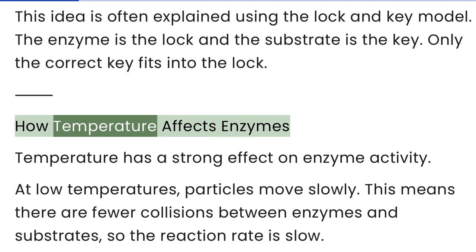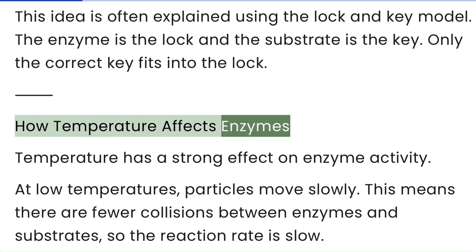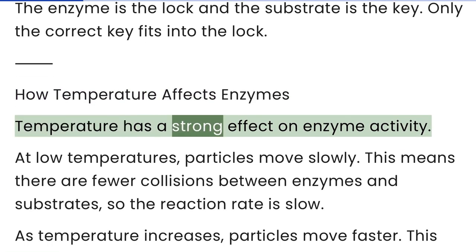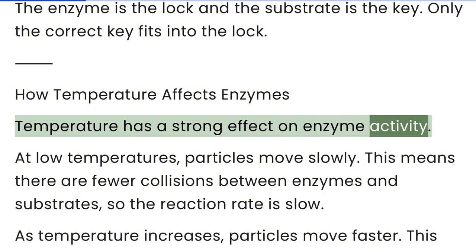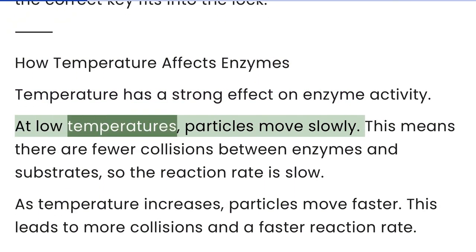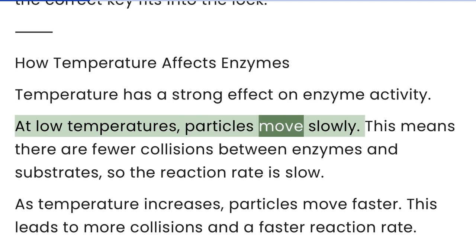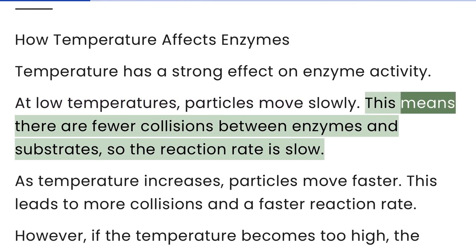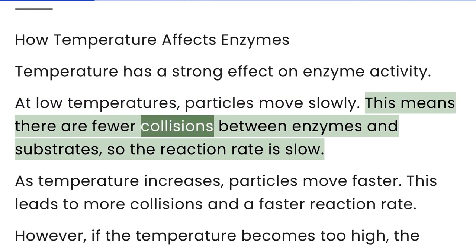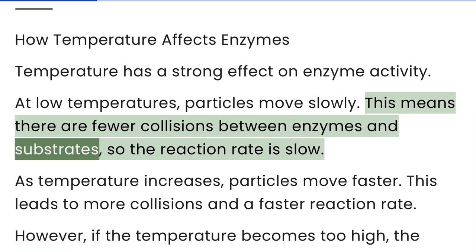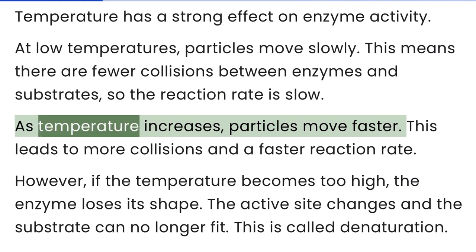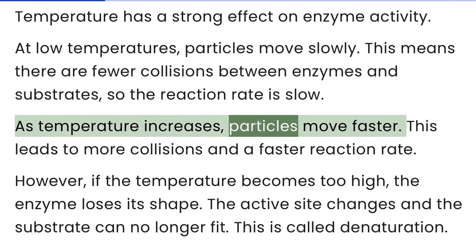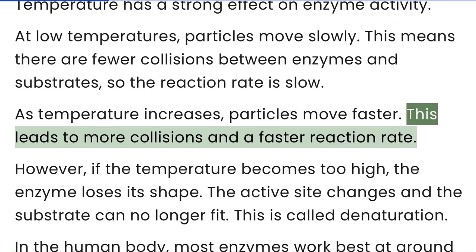How temperature affects enzymes. Temperature has a strong effect on enzyme activity. At low temperatures, particles move slowly. This means there are fewer collisions between enzymes and substrates, so the reaction rate is slow. As temperature increases, particles move faster. This leads to more collisions and a faster reaction rate.